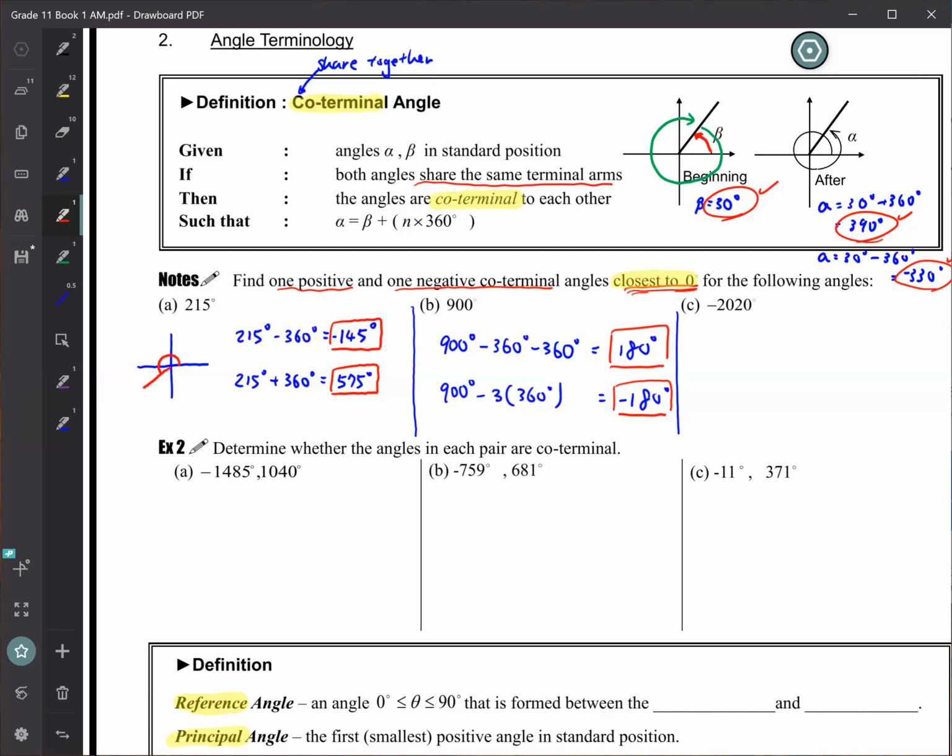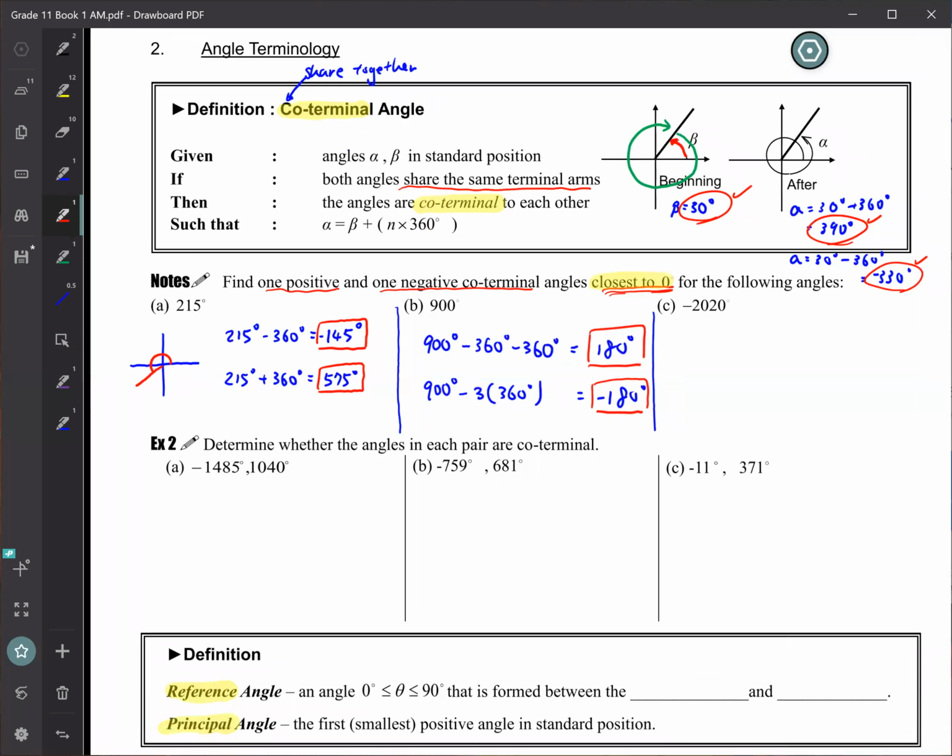Okay, Aaron, how about C? What's your positive coterminal angle? 140 degrees. Okay, let me write it down. And what about the negative? Negative 220 degrees. Okay, Colin, do you have the same? Yes. Okay, let me just double check.